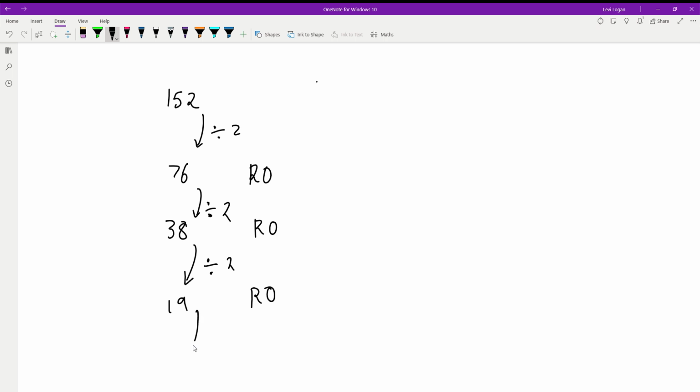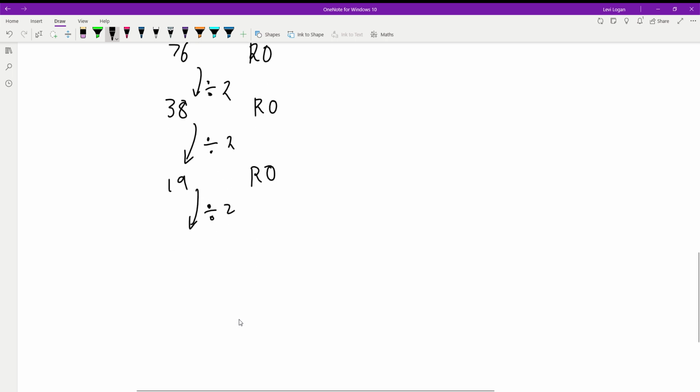Remainder 0. 19 divided by 2 is going to give you 9.5. So what you're going to write is 9, remainder 1. Then you're going to go 9 divided by 2 gives you 4.5. So what you're going to write is 4.